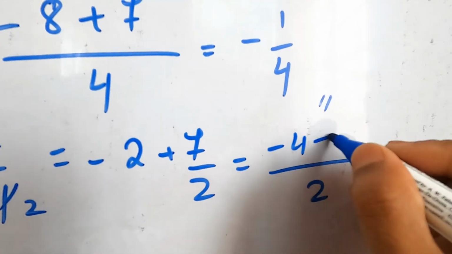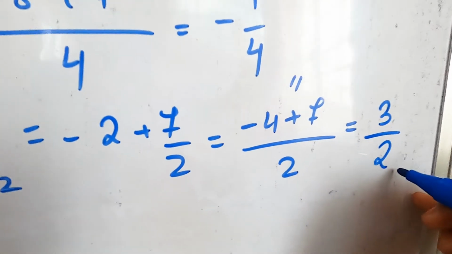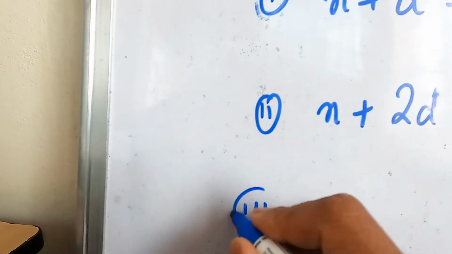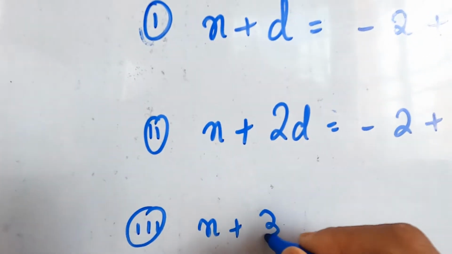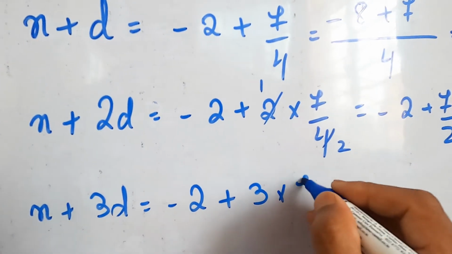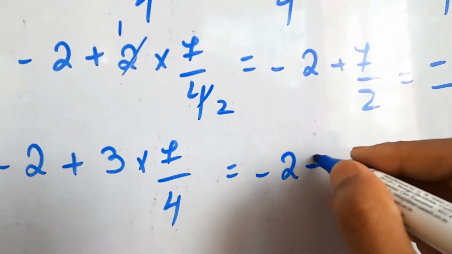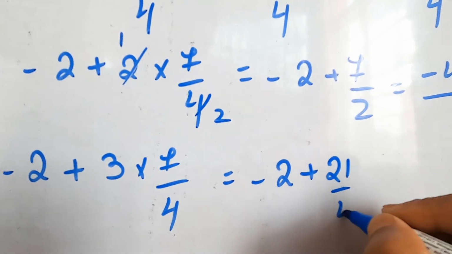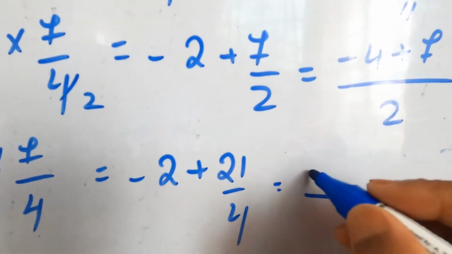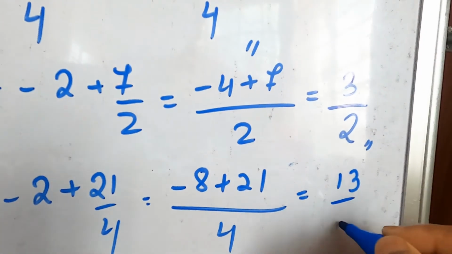2 here will be minus 4 plus 7, so it will be 3 by 2. All right, so this is your second rational number. Now for your third rational number, x plus 3d is equal to minus 2 plus 3 into 7 by 4. So in this case it will be minus 2 plus 21 by 4. So LCM will be 4, so it will be minus 8 plus 21, so it will be 13 by 4.